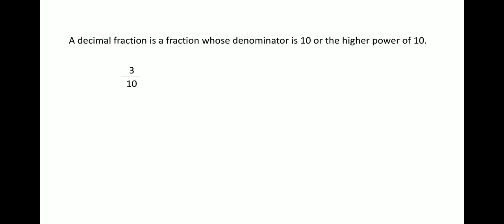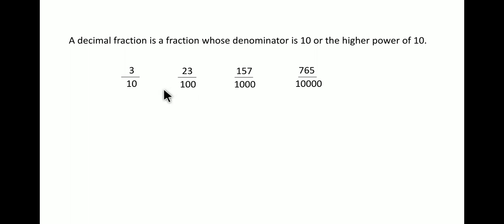Here the example can be 3 by 10, 23 by 100, 157 out of 1000 or 765 by 10,000. The numerator can be any number, okay, but the denominator has to be 10 or a higher power of 10. That is, it can be 100, 1000 or 10,000. That means it needs to be like 1 and zeros.